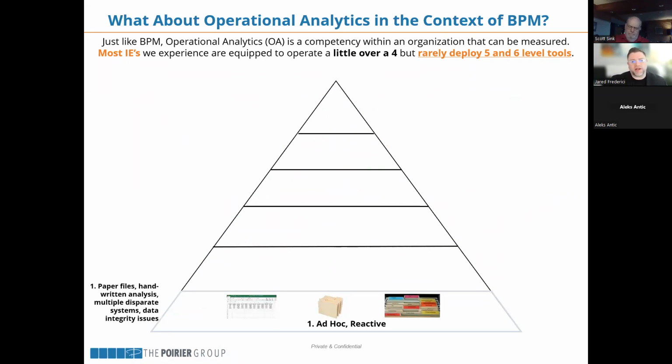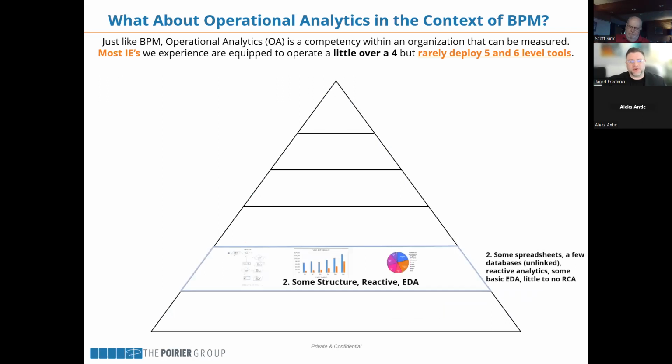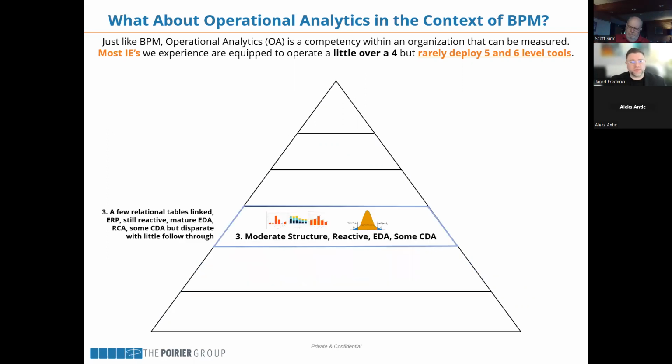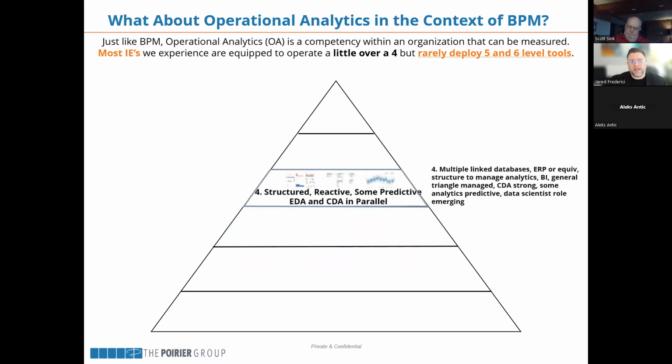It tends to be a little bit higher, but number one: paper files, handwritten analysis, maybe some basic spreadsheets. It's very reactive, it's ad hoc. Number two: we've got some structure, we're reactive, we're doing some basic exploratory data analysis, some spreadsheets, maybe some linked databases, certainly minimal to no root cause. Three would be a moderate structure, maybe some linked tables, you're a bit reactive, you might be doing some confirmatory data analysis and some root cause, but it's fairly disparate.